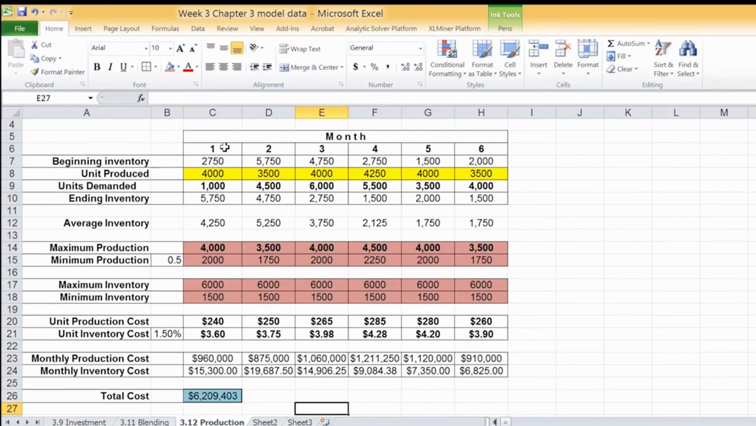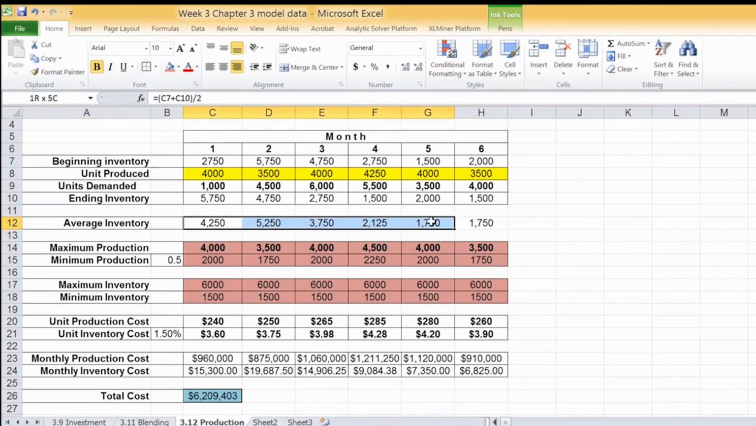So you read it, it's a beginning inventory, produced unit, demand, and inventory. Then we calculate, oh, I forgot this part. We calculated the average inventory. And we have those restrictions on it. Then we calculate the unit cost, then the total cost. Monthly production cost, monthly inventory cost, and the total cost.